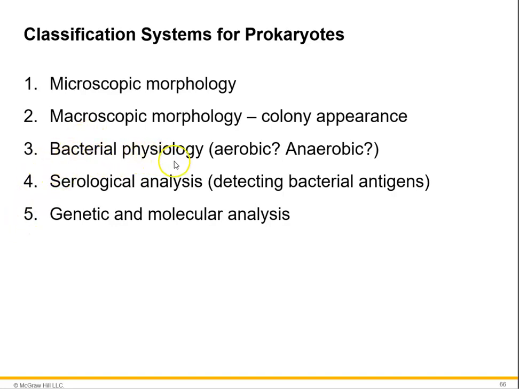3, bacterial physiology. For example, does the bacterium produce its energy using oxygen? That would make it aerobic. Or does it produce its energy without oxygen? That makes it anaerobic. We can also do serological analysis. This would be detecting bacterial antigens. And of course, we do genetic and molecular analysis as well. All of these help us determine where exactly to place each species of bacterium in relation to one another.